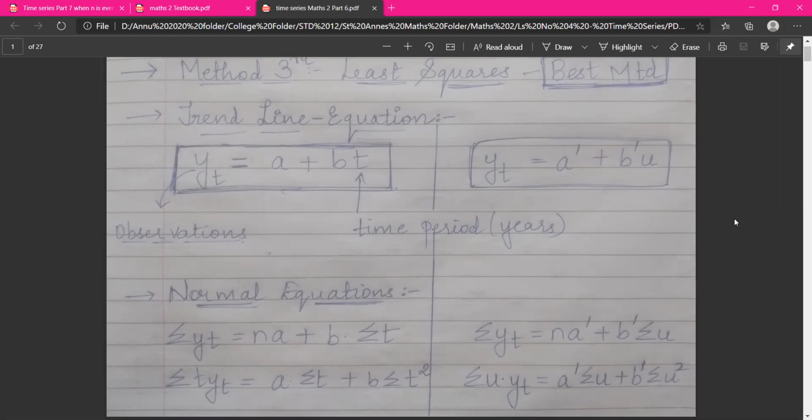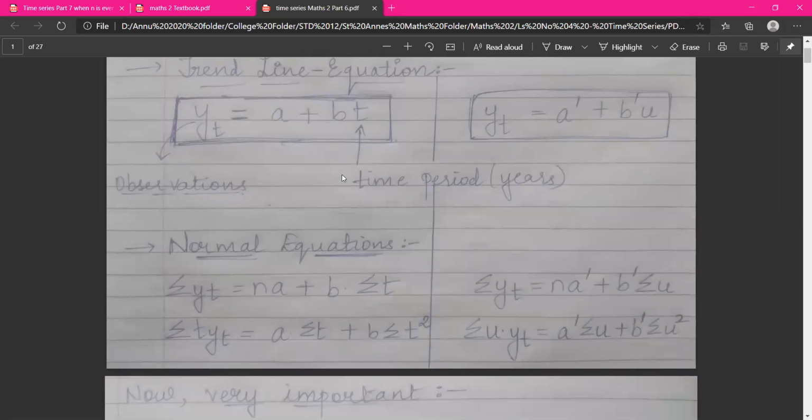But before I go to that particular method, a quick brush up of the formulas which I taught you all last time. So the least square method is based on a linear equation, as you can see, and it is called a trend line equation. So the equation of least square is y of t or x of t, also you can write, is equal to a plus b into t, where a and b are nothing but coefficients of the linear equation which we have to find out in this particular method.